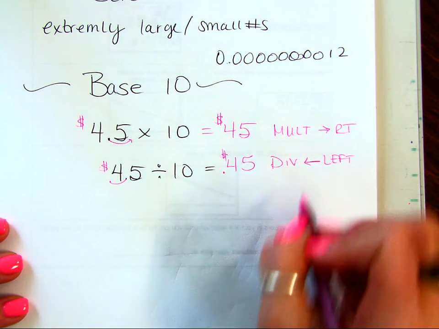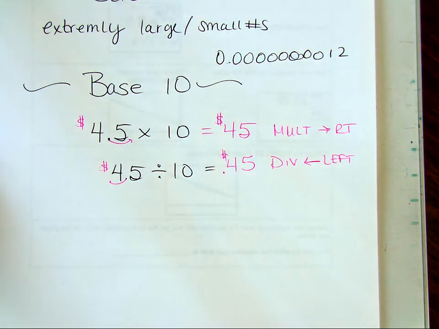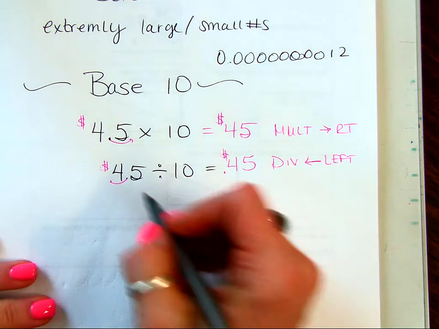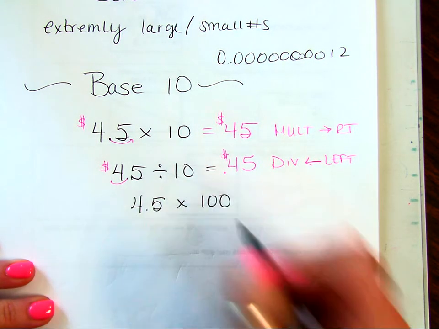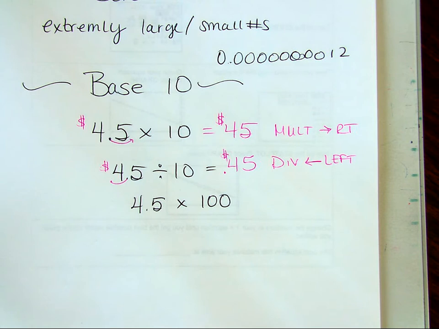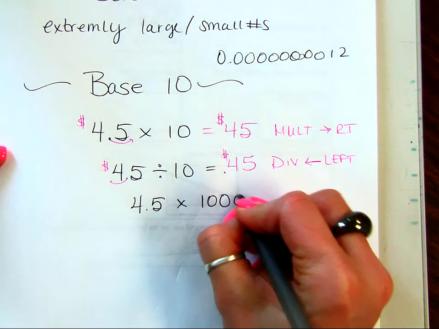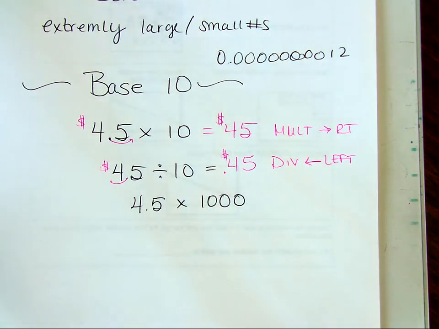I didn't want to put an arrow going to the right. Okay, do you remember that? And here's the other thing. If you multiplied that $4.50 by 100, then don't move the decimal once, move it twice. Multiply it by 1,000 and move that decimal 3 times. So you remember that, right?